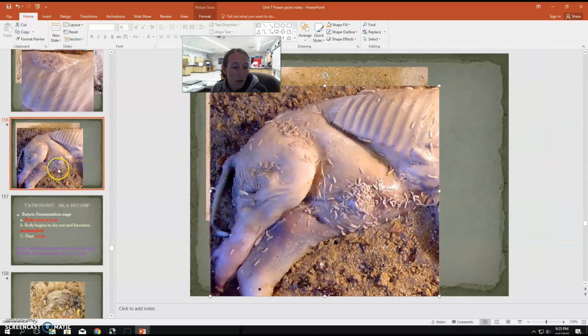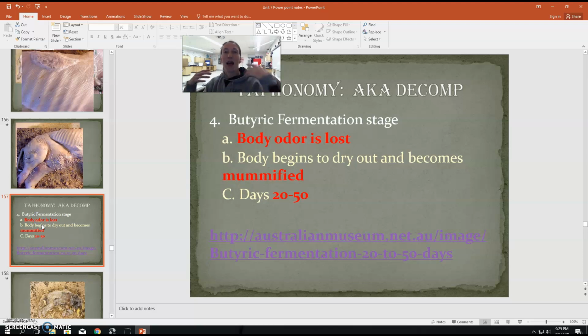All right, so let's move on to stage 4. Stage 4 is when you finally get your sigh of relief. Stage 4 is when the odor is starting to dissipate, go away. Basically, the soft tissue and the juices are gone. So we're looking at 20 to 50 days. This is a big range, 20 to 50. It's starting to get mummified. The skin is becoming leathery. And flies, they're out of there.